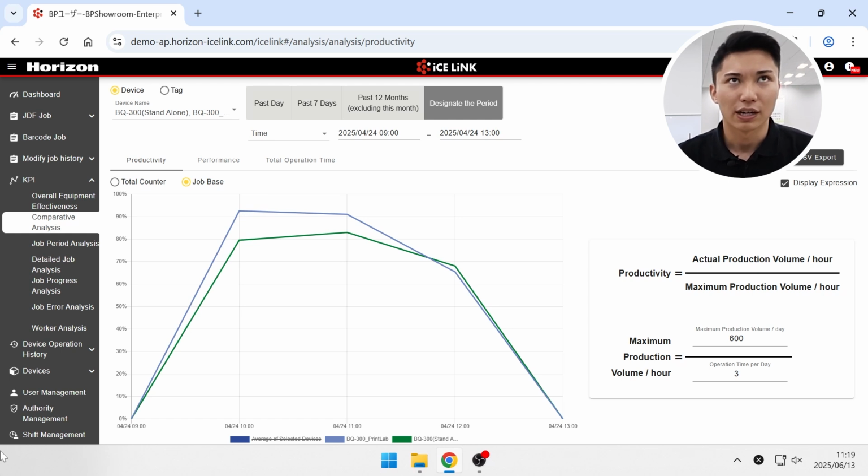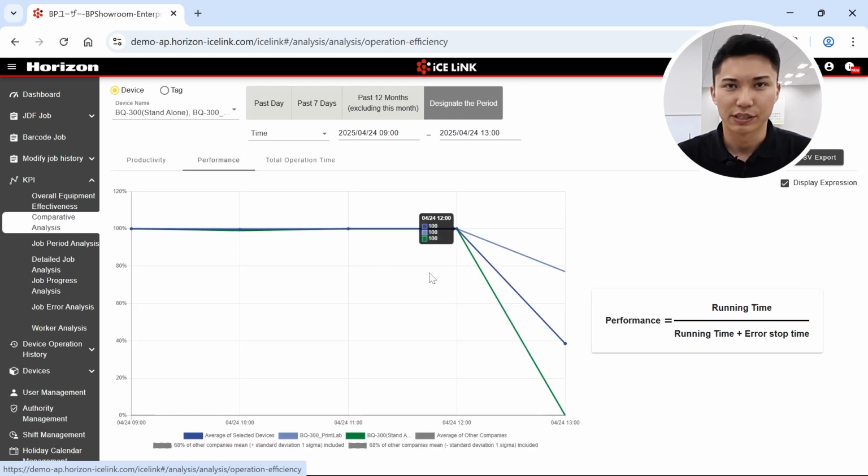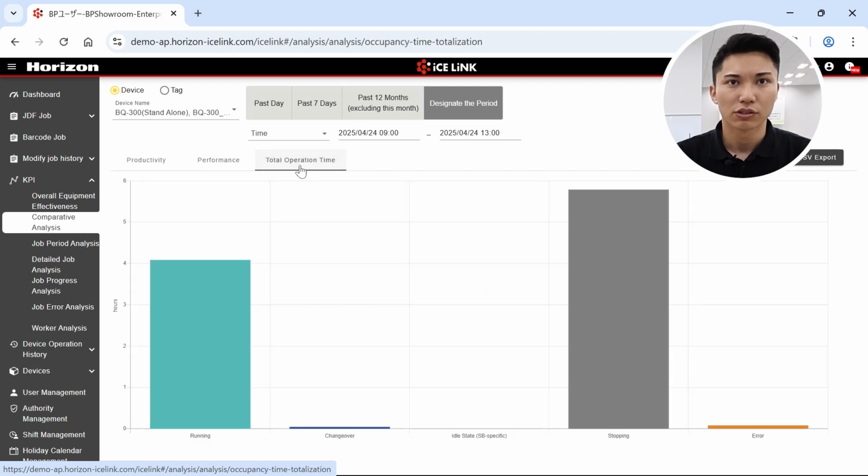And next, let's look at the performance. This indicates the absence of issues during production. If the downtime due to error is 0, the performance will be 100%. Both are nearly 100%, so it appears there were no issues. Total operation time records the result of the machine during the specified period. This helps clarify the reason for the difference in productivity immediately after the start of the operation.